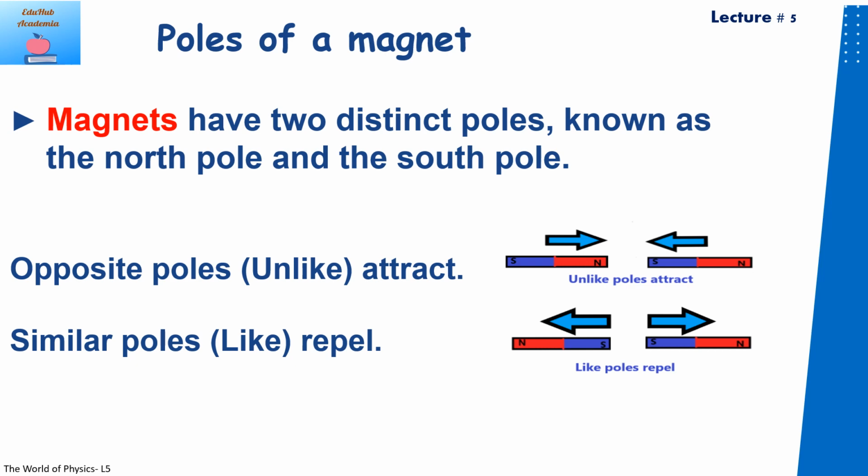Opposite poles, like NS or SN, which are the unlike poles, will attract each other, while similar poles, which we call like poles, like SS and NN, will repel each other.